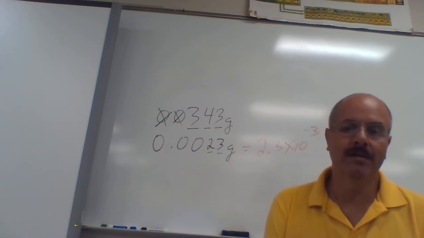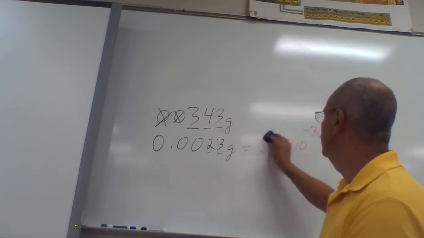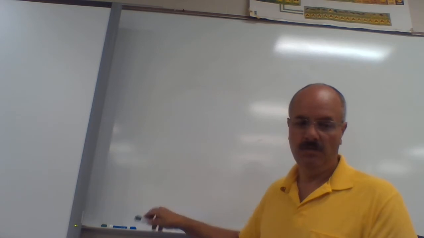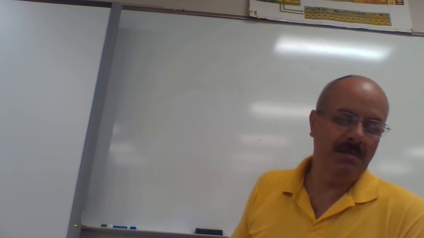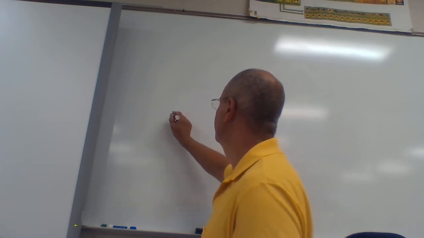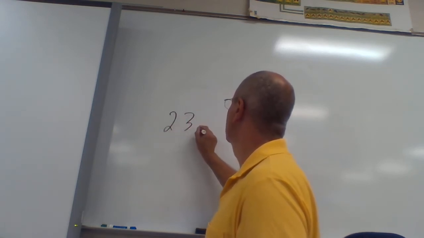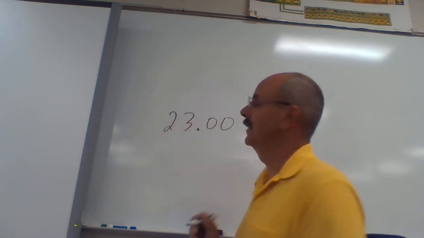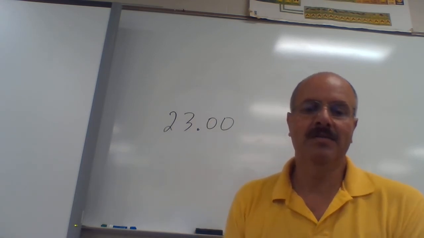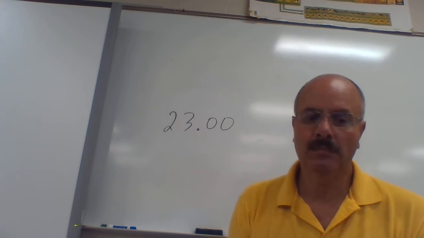Now we go to rule letter D. Let me get rid of these again. Rule letter D: zeros at the end of a number to the right of the decimal are significant. So if we say 23.00, are those zeros significant?